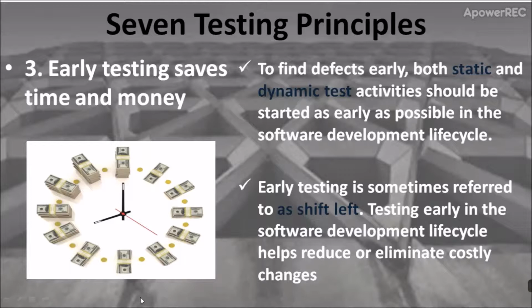The third principle: early testing saves time and money. The best thing in software testing is to begin testing as early as possible. So to find defects early, you should perform static and dynamic testing as early as possible.